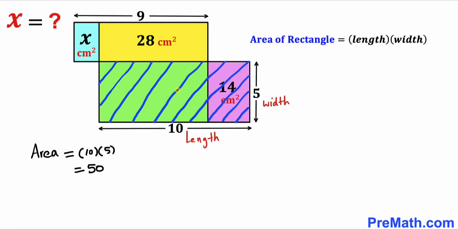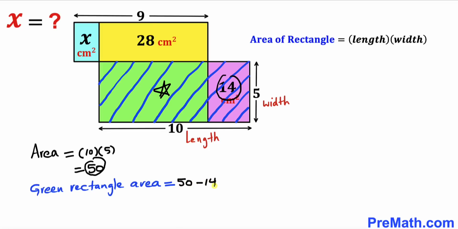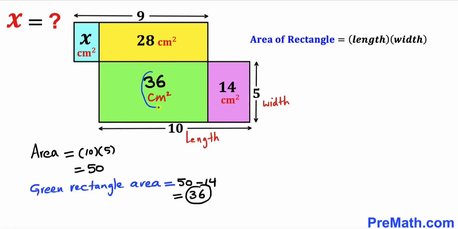And we know that this shaded rectangle consists of this green rectangle as well as this purple rectangle, and we know the area of this purple rectangle is 14. So the area of this green rectangle is going to be this total shaded area minus this purple area. In other words, 50 minus 14, that is going to give us 36 centimeter square. So our green rectangle area turns out to be 36 centimeter square.